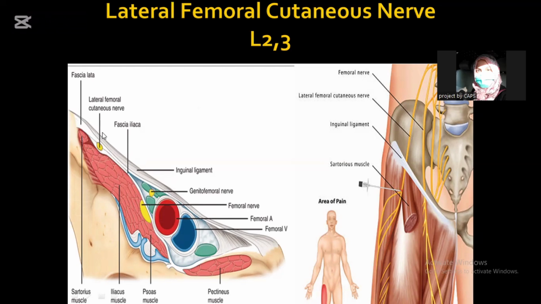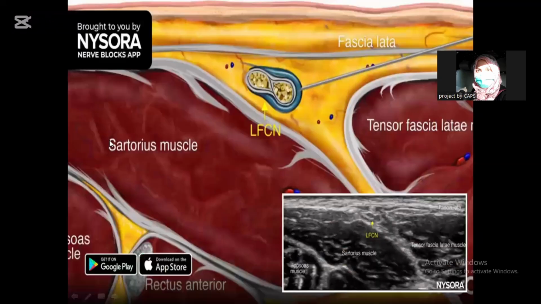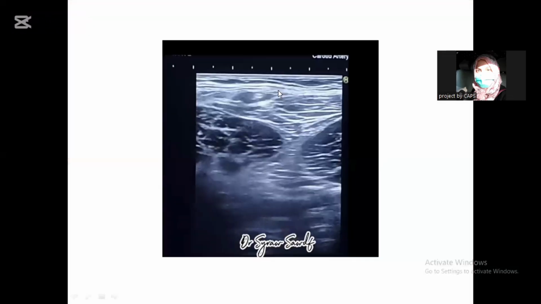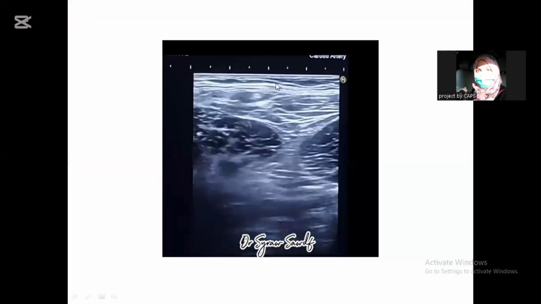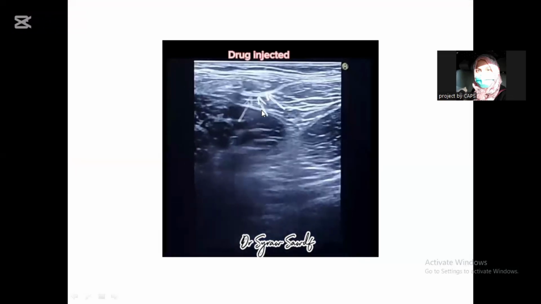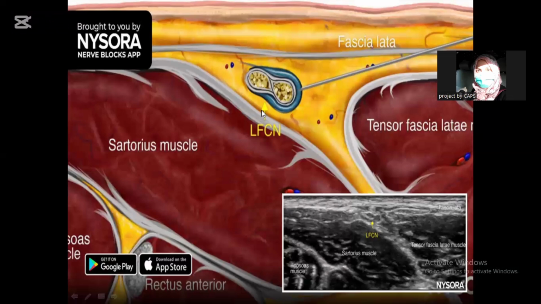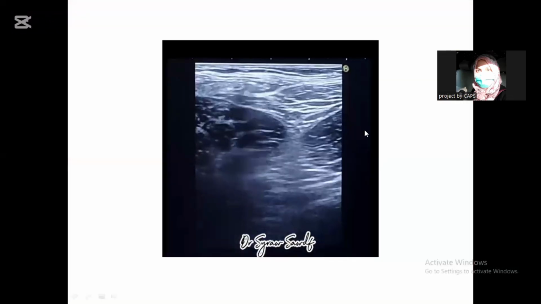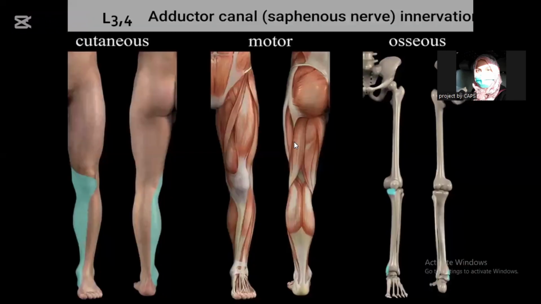So your probe lies here. You place your probe here, and this is what you get underneath your probe: the sartorius muscle on one side, the tensor fascia lata on the other side, and then this is the LFCN. This is the LFCN, the famous eye, and this is the nerve, and we're injecting the drug over here. And these are the two muscles, tensor fascia lata and sartorius.